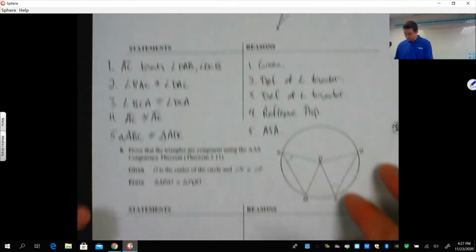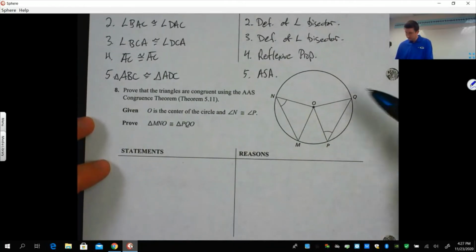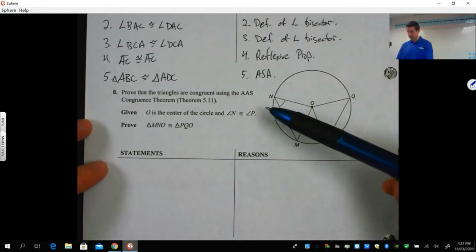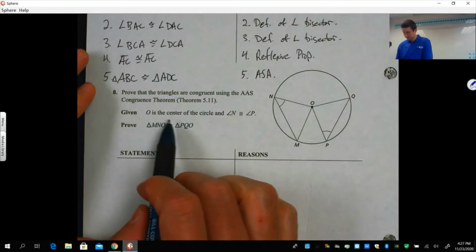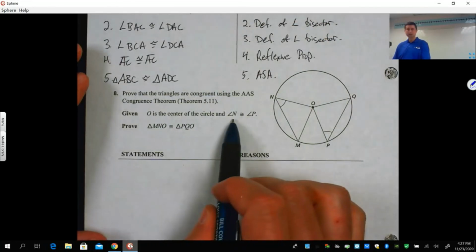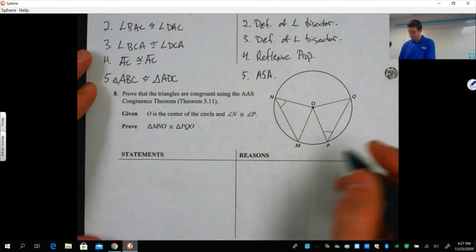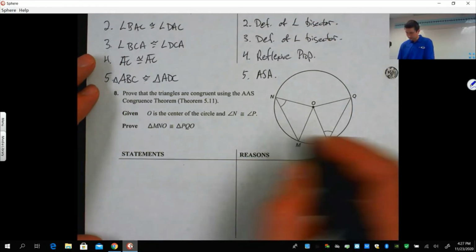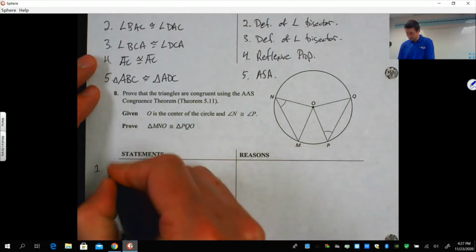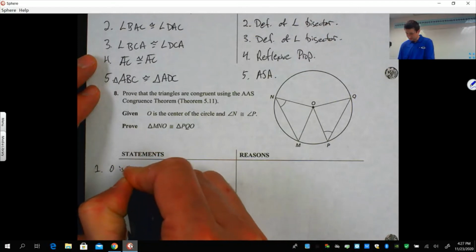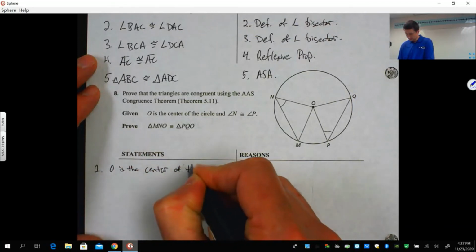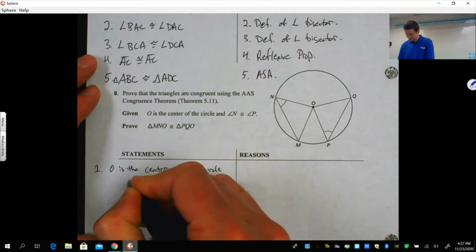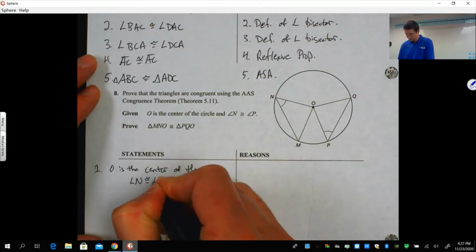Okay, proof number 8. Prove that the triangles are congruent using angle-angle-side. Okay, we know O is the center of the circle, and angle N is congruent to angle P. So we'll start with just our given, get that down. O is the center of the circle, angle N is congruent to angle P.